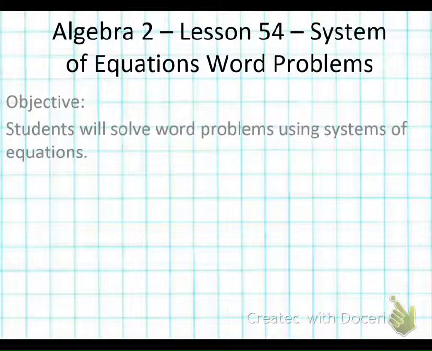Okay, today's lesson is lesson number 54. This is Systems of Equations word problems. So we're going to be able to solve some word problems using the methods that we've talked about the past few days with solving linear equations. So graphing, substitution, and elimination.